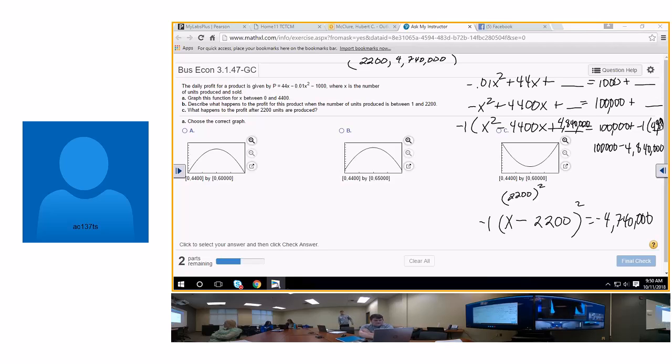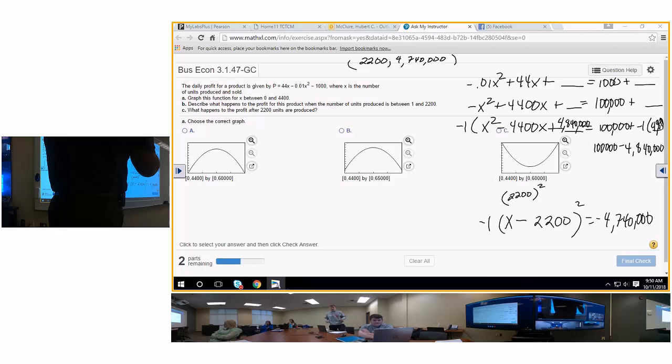I think we might can muddle through this, because it's going to be a positive, so you're going to have x-intercepts. So I know it's not going to be this one. Why is it not going to be that graph? Because that's a floating parabola.